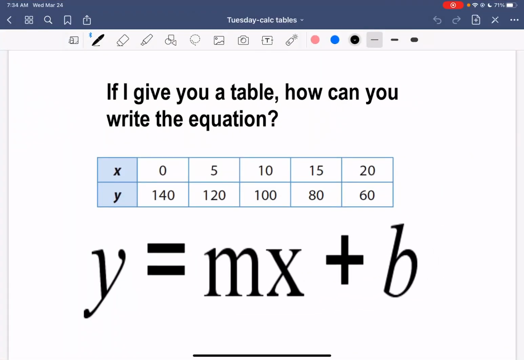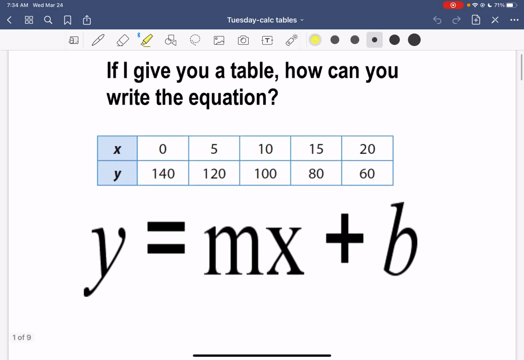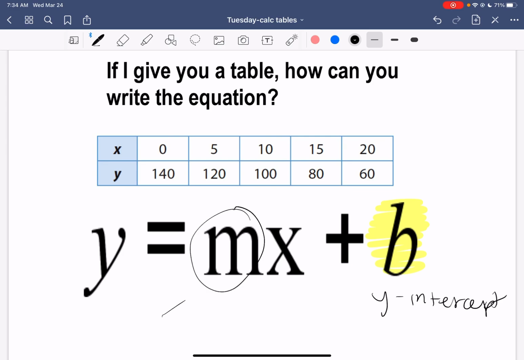All right, we touched a little bit on this in some of my classes: what to do when we're given a table, and how can we write the equation from the table. In order to rewrite our equation, we need two things. We need b, which is the y-intercept, and we need m, which is our slope, or rise over run.